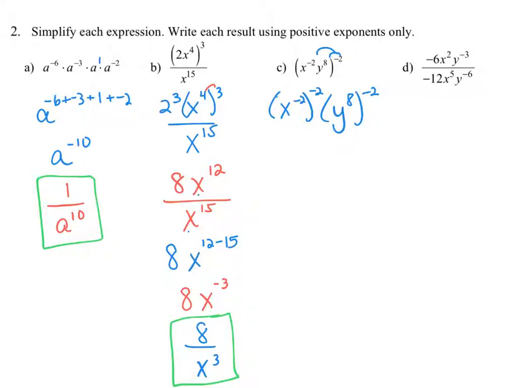Using the power to a power rule, we can multiply those exponents together to get x to the negative 2 times negative 2, which is x to the fourth power, and y to the 8 times negative 2, which is y to the negative 16th power.